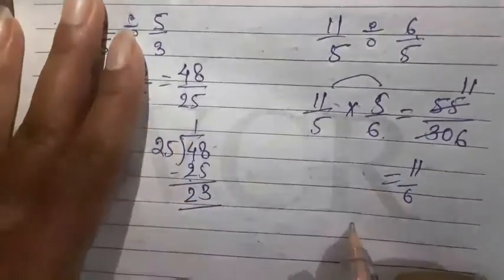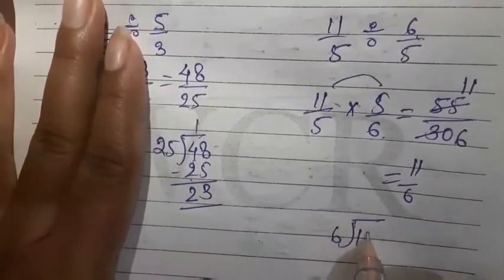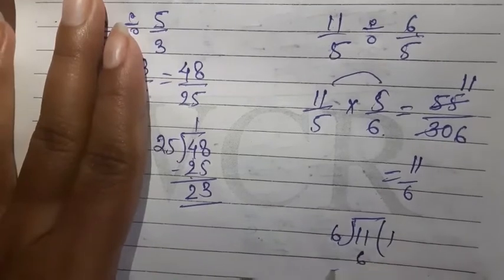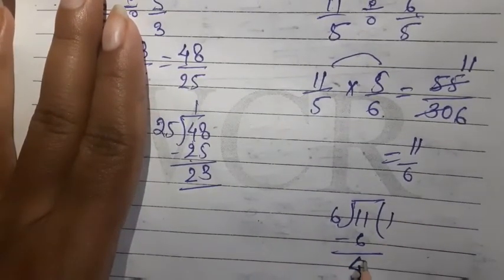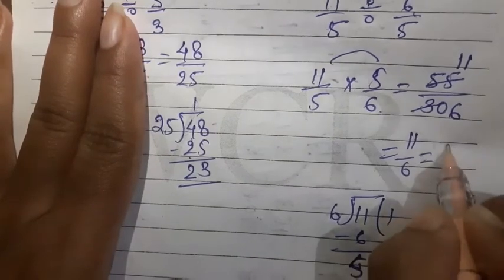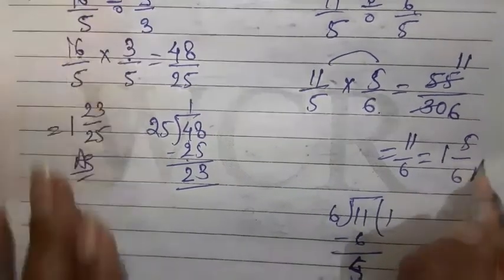Now change into a mixed fraction. So here 11 divided by 6, 6 times 1 is 6. So the remainder is 5. So the answer is one whole number 5 by 6.